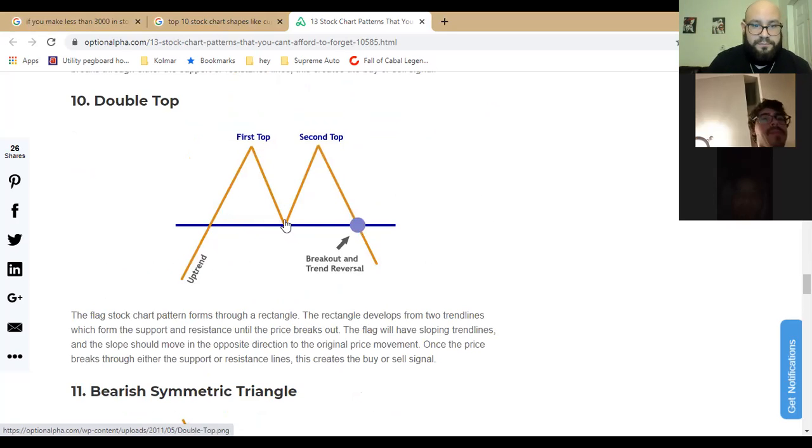But double top, the first top comes down if the stock is in an uptrend. It goes up to the first top, comes down to that support level where it broke out originally from. And then the second top gets stuck. There's a huge wall there.